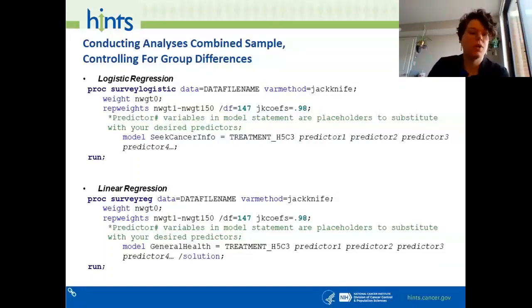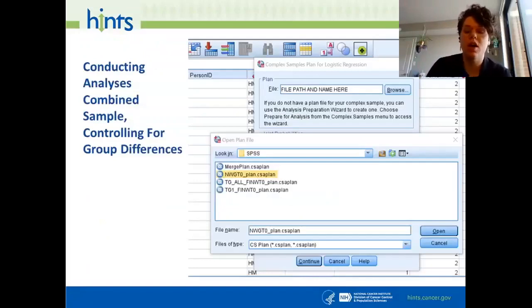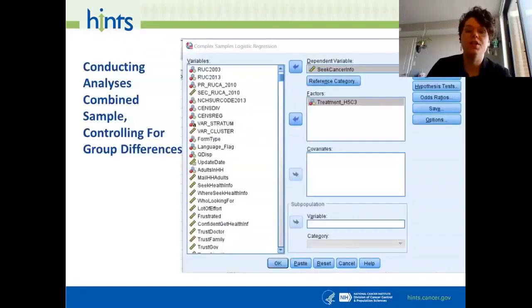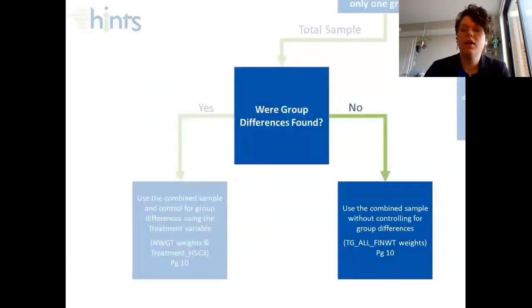Next, within SPSS, we're going to go back and select our complex samples plan as the NWGT0 sample plan. And then our dependent variable will be loaded into our logistic regression. And then for our first factor, we will put our treatment_H5C3, and then our other various predictors would be loaded under factors. So finally, within our little flow chart, you could find that there were no group differences found, and this is actually what our hope is. So in this case, you would use the combined sample without controlling for group differences. The TG_all_fin weights would be used.